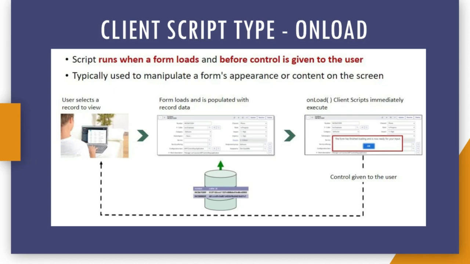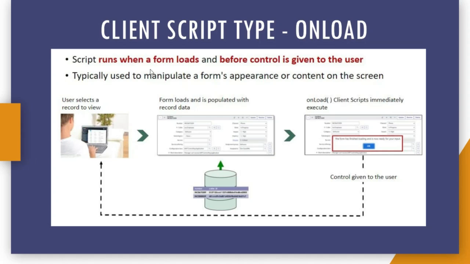So when an onLoad client script executes, the script runs when a form loads and before control is given to the user. It is typically used to manipulate a form's appearance and content on the screen. As you can see in the screenshot below, the user selects a record to view and the form loads and is populated with record data.